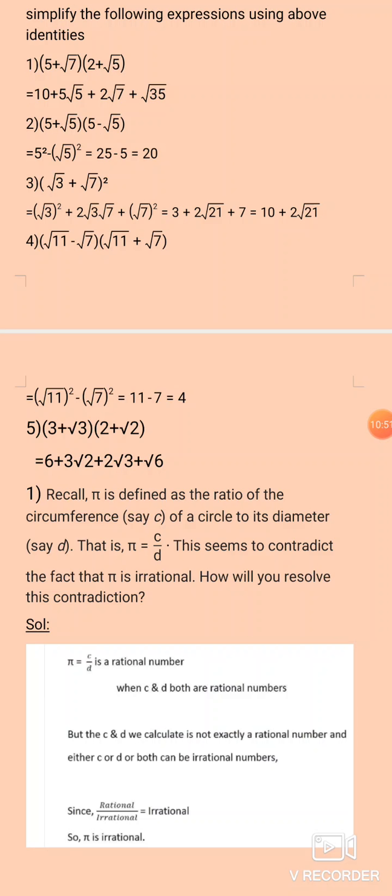If C and D are rational numbers, we can say that C by D, which is equal to pi, is a rational number. But the circumference and diameter we calculate are not exactly rational numbers, and either C or D or both can be irrational numbers. Since the division of a rational and an irrational number is irrational, we can conclude pi is also irrational. Clear, students? Okay, thank you.